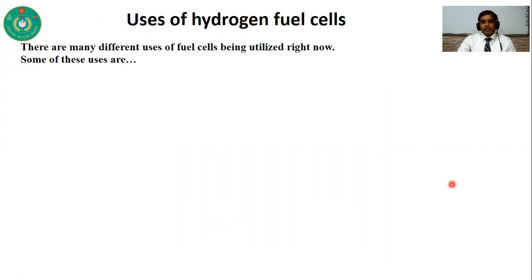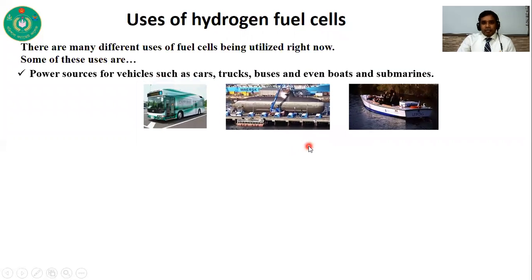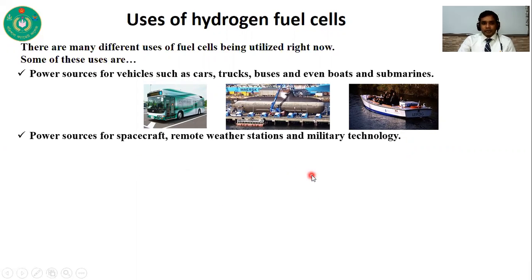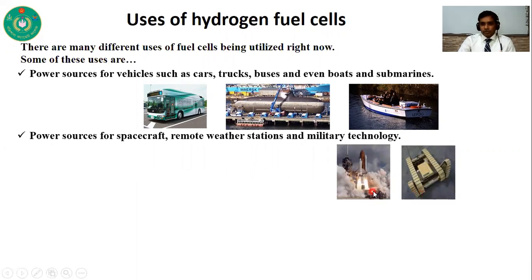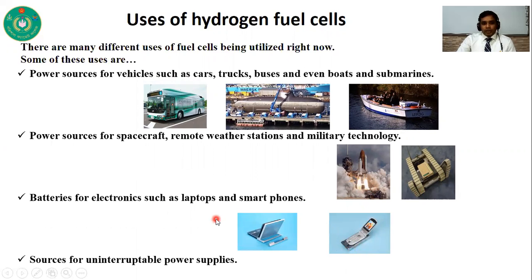So, uses of hydrogen fuel cell: there are many uses. For example, power sources for vehicles such as cars, trucks, buses, and even boats and submarines. Power sources for spacecraft, remote weather stations, and military technologies, we can also use fuel cells. We can also use fuel cells in batteries of laptops, smartphones, etc. If we need uninterruptible power supplies, we can also use fuel cells.